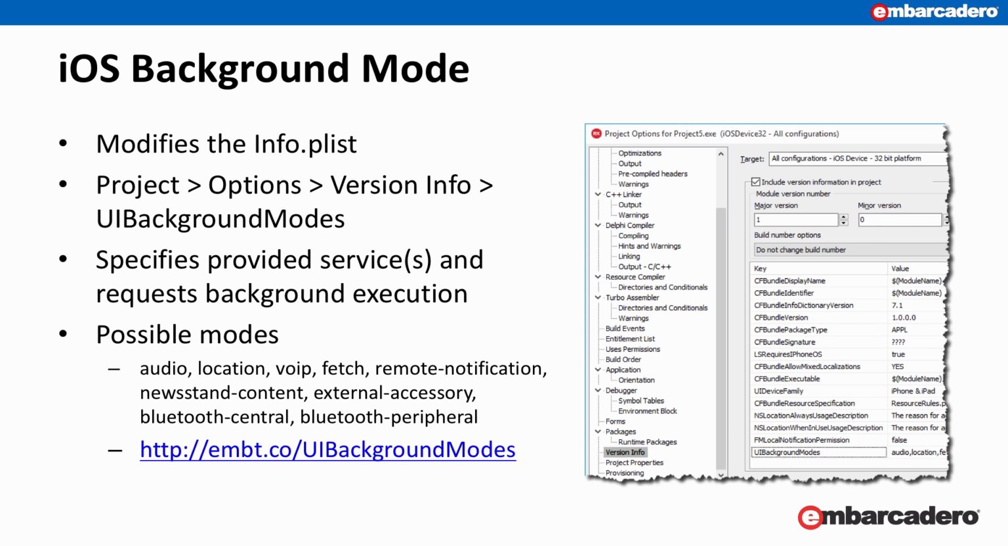So iOS background execution mode, what it does is you modify the info.plist file. This is the file that describes to the iOS operating system how your app behaves. And you do this by going to Project Options, Version Information, UI Background Modes, and you specify the background modes that your application supports. Now, according to Apple's documentation, you have to implement these services, and if you do implement these services, for example, like background audio, then you specify that background mode of background audio. For a description of each of those modes, you can check out that short URL there at the bottom.